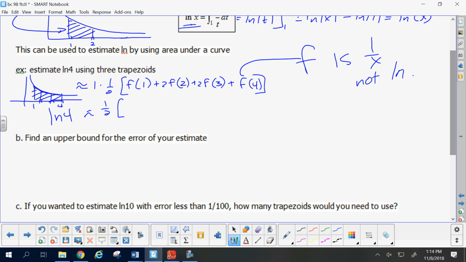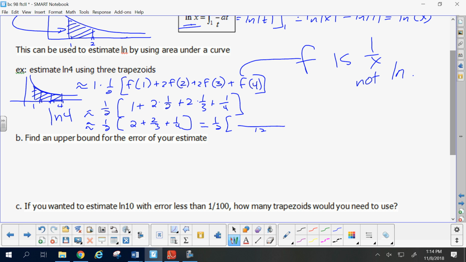This should be no calculator. f at 1 is 1, f at 2 is 1/2, f at 3 is 1/3, and f at 4 is 1/4. Therefore, the log of 4 is approximately equal to, what did we get there, 2 plus 2/3 plus 1/4. That is, in 24ths, 24 plus 16 plus 3, or 43/24 is my estimate of the log of 4.